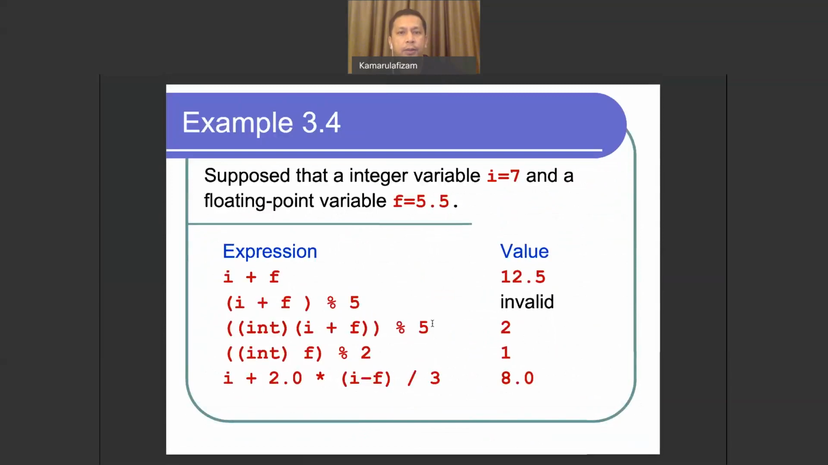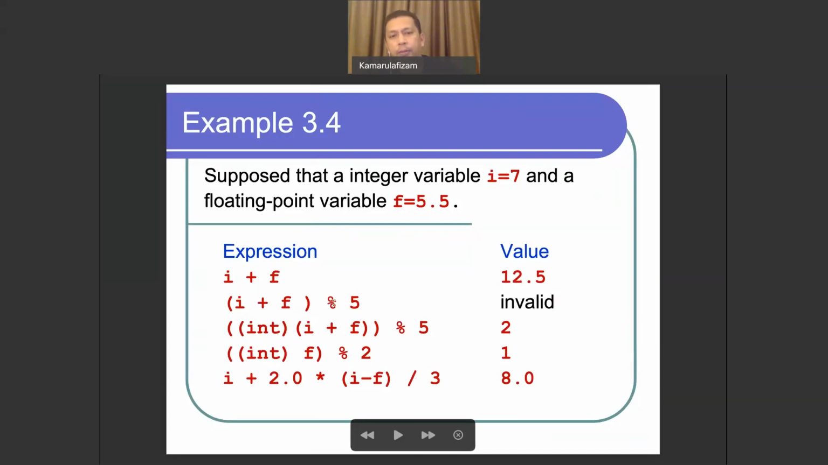For example, here, arithmetic precedence. Suppose that integer variable I equal to 7 and floating point variable f is equal to 5.5. I is integer data type, f is floating point data type. In this case, if you make this expression I plus f, you will have 7 plus 5.5. You will get basically 12.5. The result here is in the form of floating point.